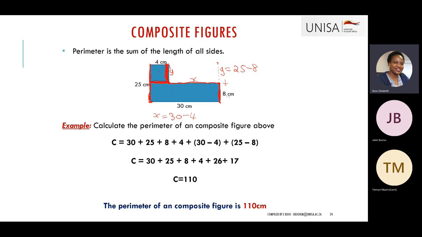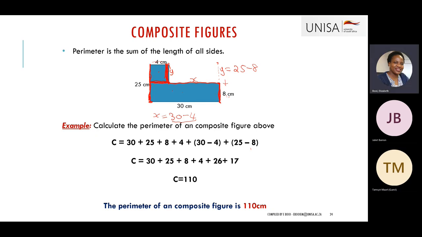It's 4 centimeters. So in order for me to add the sides, I know that I'm adding my 30 plus 25 plus 8 plus 4. And I'm going to add my X, which is 30 minus 4. See there? And I'm going to add my Y, which is 25 minus 8. And that gives me the composite figure has the perimeter of 110 centimeters.